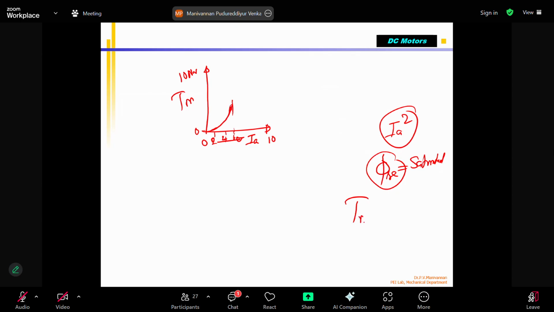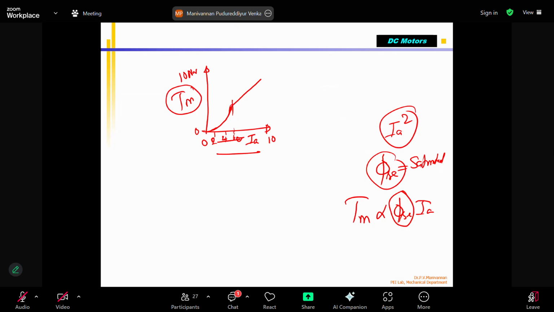After that, this is not increasing in your equation. We know that TM is proportional to ΦSC into IA. So the current is increasing, but the magnetic flux is saturated, which means it doesn't have any further effect. So after this point, the torque curve will increase like this, becoming linear. This is the normal current versus motor torque curve.